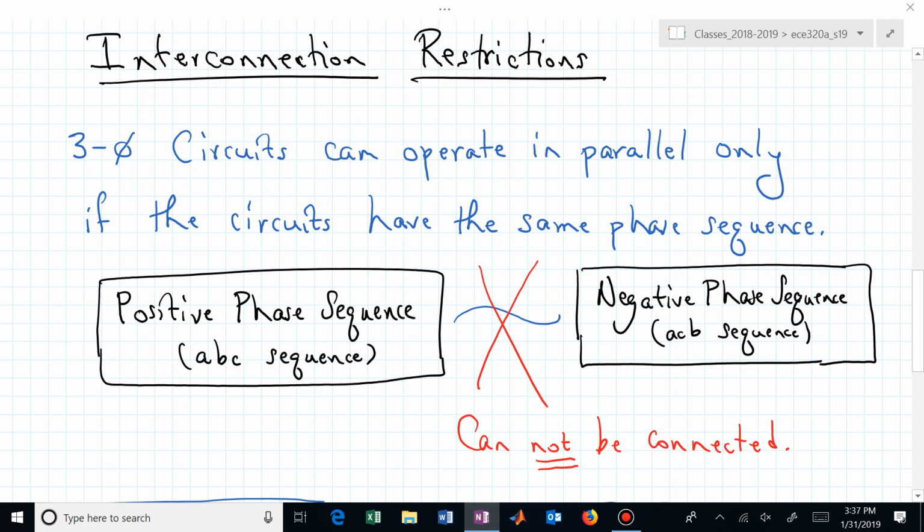Here are the fireworks that I mentioned earlier, the interconnection restrictions. This means don't do it, that big X. Don't try to interconnect a positive phase sequence with a negative phase sequence. That can't happen. If your system is a positive phase sequence, then everything in it needs to be interconnected in a positive phase sequence. Similarly for a negative phase sequence.